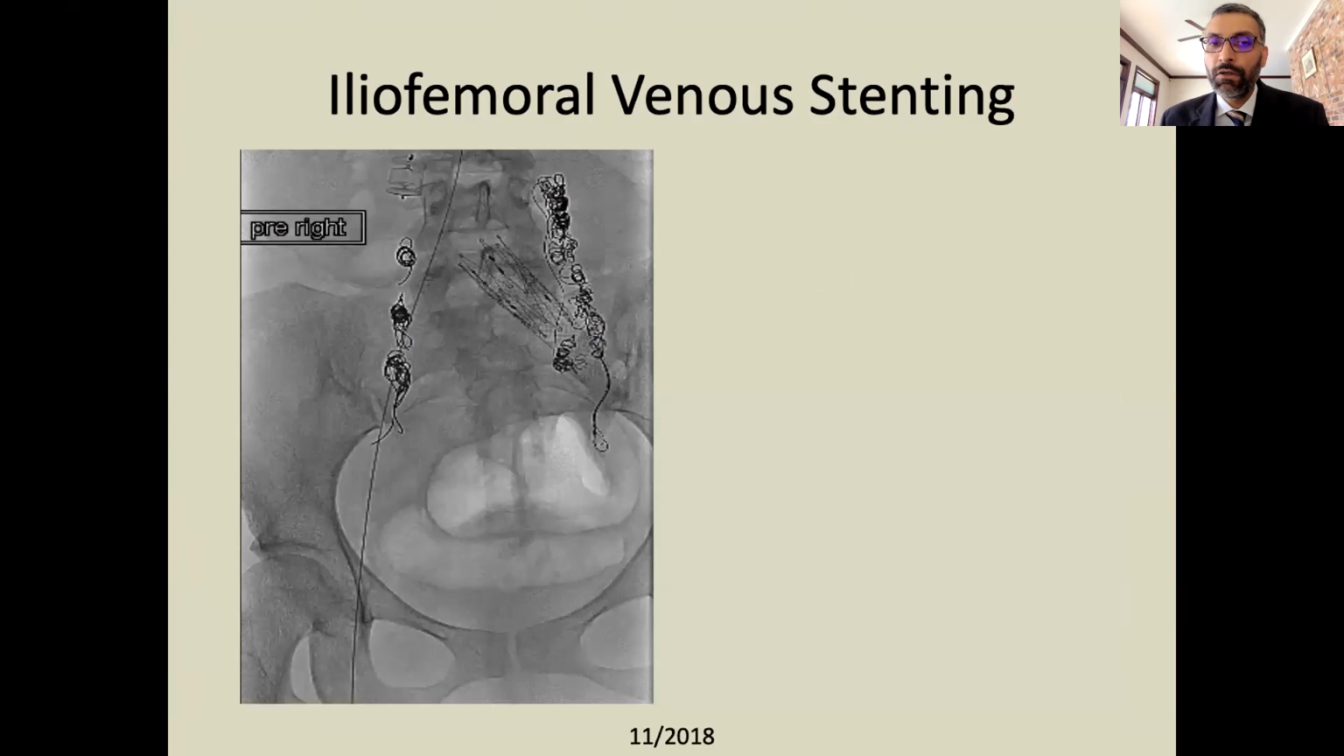However, 6 months on, while she had significant improvement of symptoms on the left side, she still had debilitating symptoms on the right. And so we decided to proceed with intervention on the right.